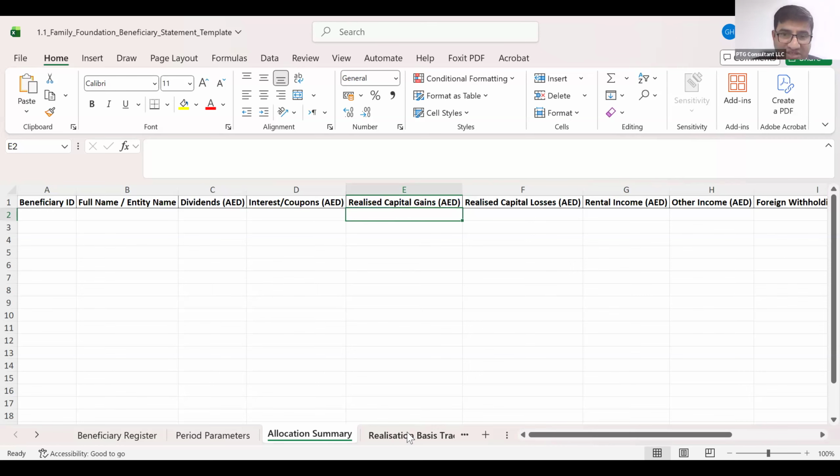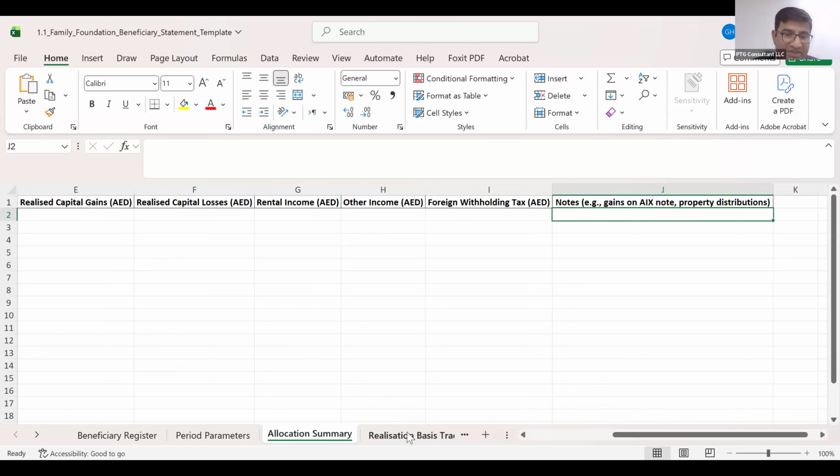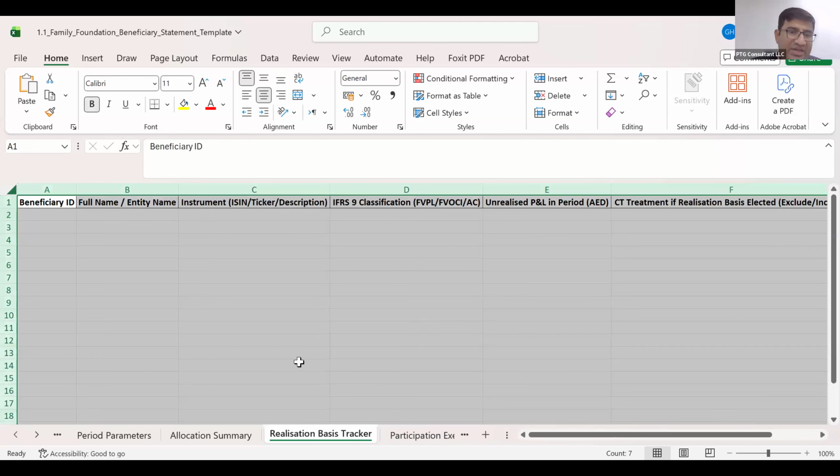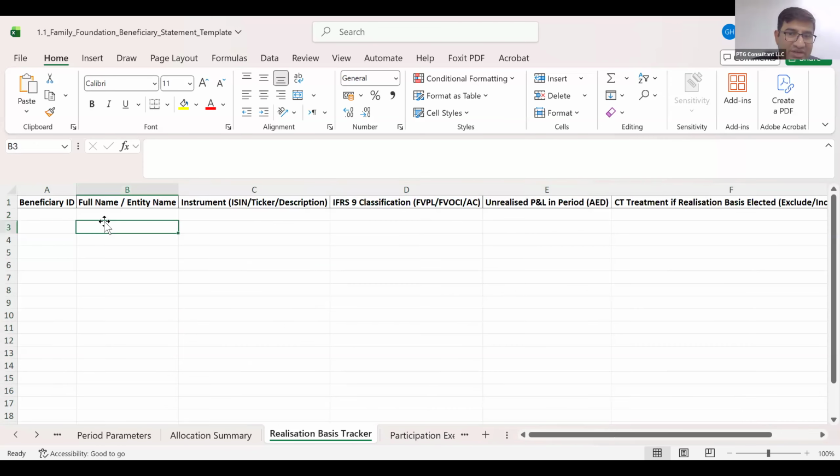So here is the withholding tax, and any other kind of activity in which they are involved. Here is the realization basis tracker. Again, we already know the realization basis. So what is the realization basis? What investment did they make, and if they made the investment in a juridical person, how are they going to receive the funds? So based on the realization basis or non-realization basis, we also keep track of the same criteria.